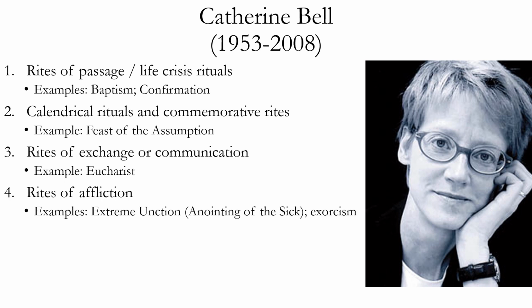Number four, rites of affliction. So these rituals would be performed if a person is sick or cursed or otherwise afflicted with some negative condition. An example from Catholic Christianity is the rite of extreme unction or anointing of the sick, which is a sacrament, typically done if someone is ill, elderly, close to death. The purpose of this sacrament can be healing, but it can also just be to prepare the person for death or the transition. Another example of this is exorcism.